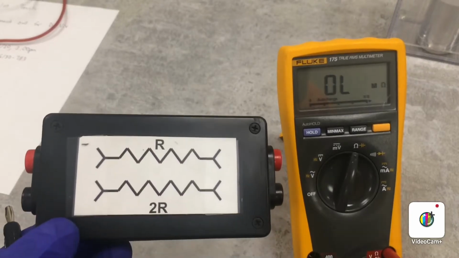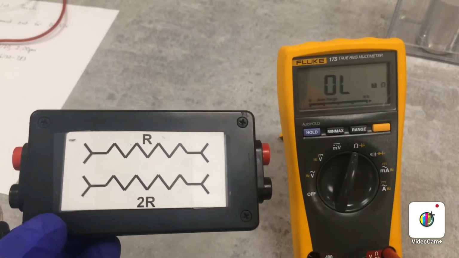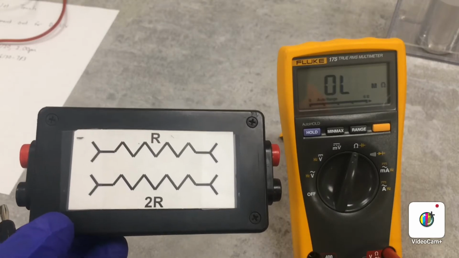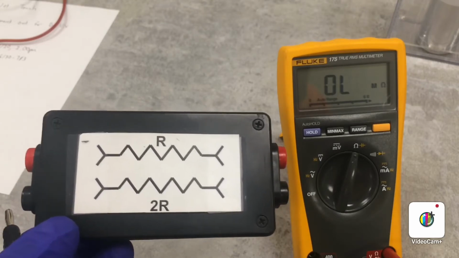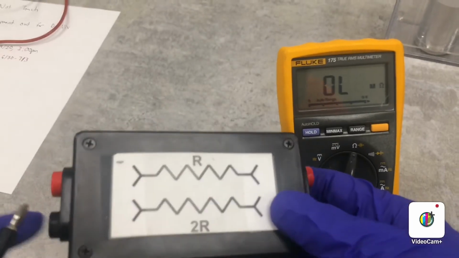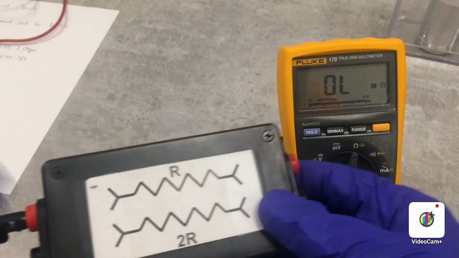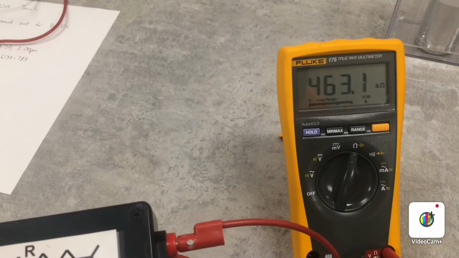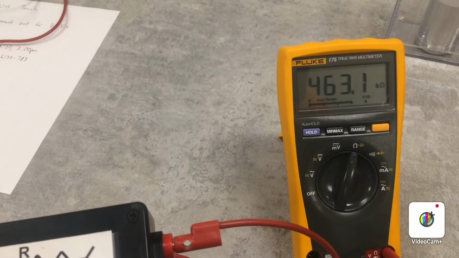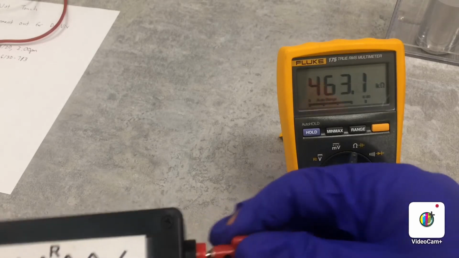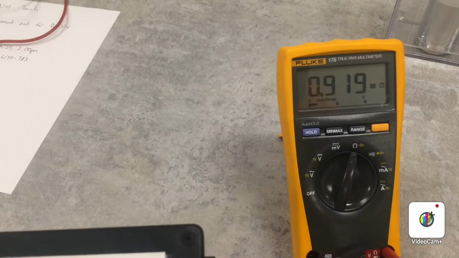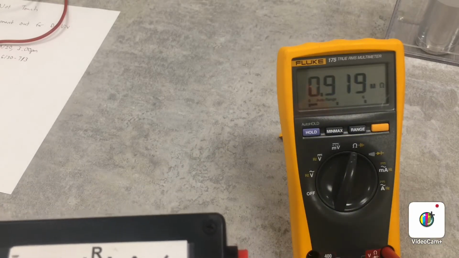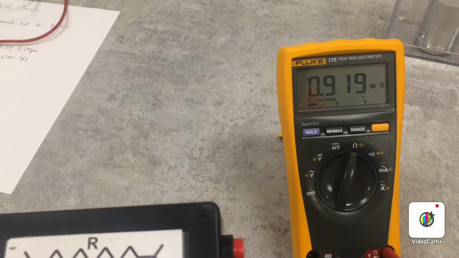The following is a resistance box with resistors R and 2R. Do not take the values R and 2R to be literal. We'll measure them separately. Here's the resistance R. And here's the resistance 2R. Observe that the scale has shifted to mega ohms.